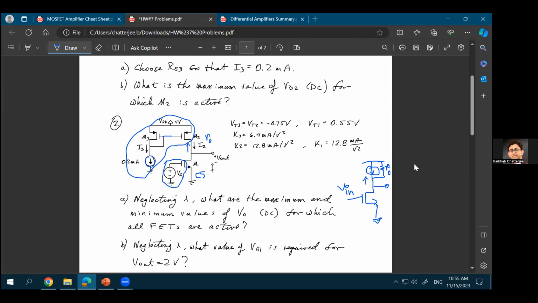Remember, in saturation, the transistor works as a current source. The current through the device, if this is current and this is VDS, the current through the device saturates in this region, in the active or saturation region. So whatever your VDS is, you have a fixed amount of current. If you have a fixed amount of current, the transistor is basically working as a current source with a fixed amount of current, right?